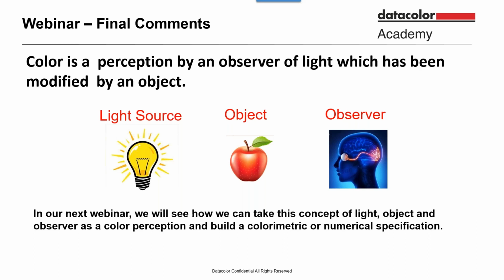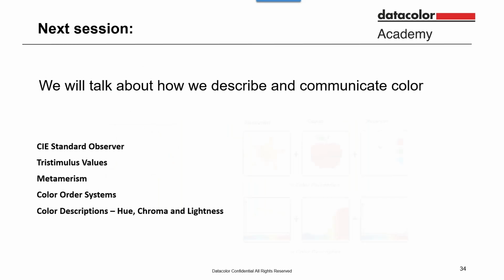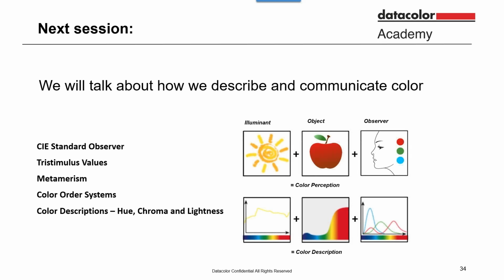I hope that this webinar has provided some useful information. In our next webinar, we will see how we can take this concept of light, object, and observer as a color perception and build a colorimetric or numerical specification from it. So in the next seminar, we're going to talk about the CIE standard observer, where we're going to take the human observer function and come up with a method by which we can put numbers on this. We'll talk about tristimulus values, metamerism, color order systems, etc.